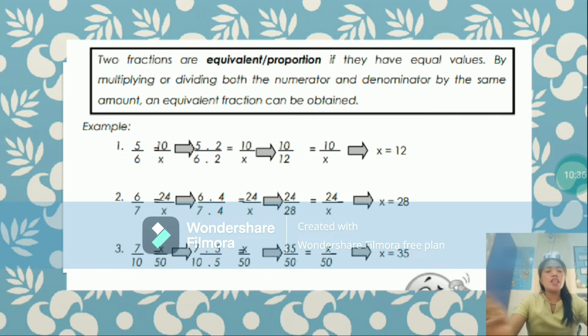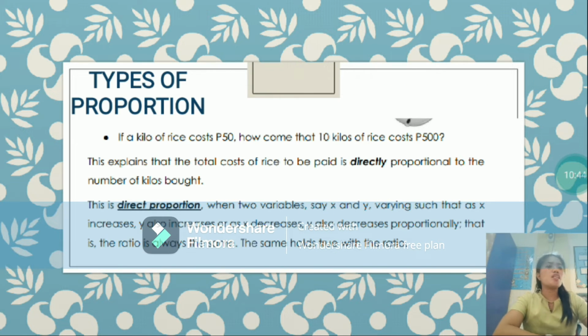Okay? Now, let us proceed to the types of proportion. Now, what are the types of proportion? So, let's have first an example. We will be using the inductive method, presenting an example first before we come up with a generalization. If a kilo of rice costs 50 pesos, then 10 kilos of rice costs 500 pesos. So this explains that the total cost of rice to be paid is directly proportional to the number of kilos bought. So this is what we call direct proportion.